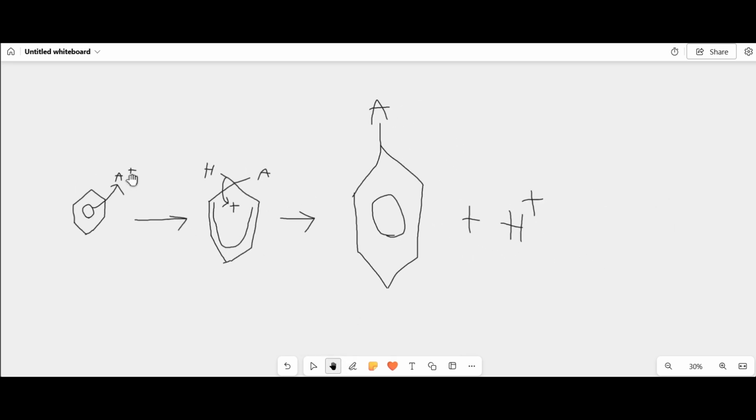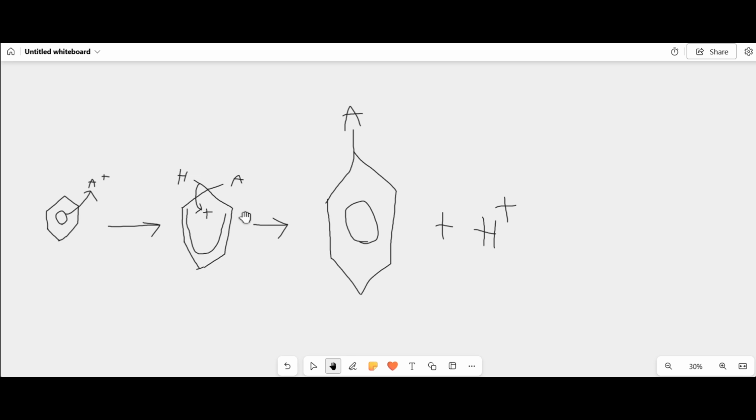You can substitute A for any electrophile here. You'll see in a minute, I'll show you with nitrobenzene. So it's a very easy mechanism. That's it for electrophilic substitution. Not really much here to do.